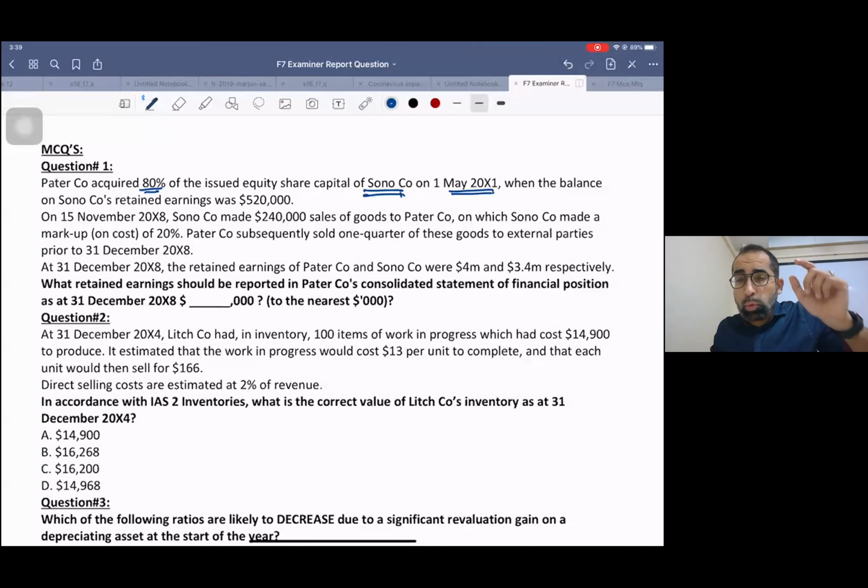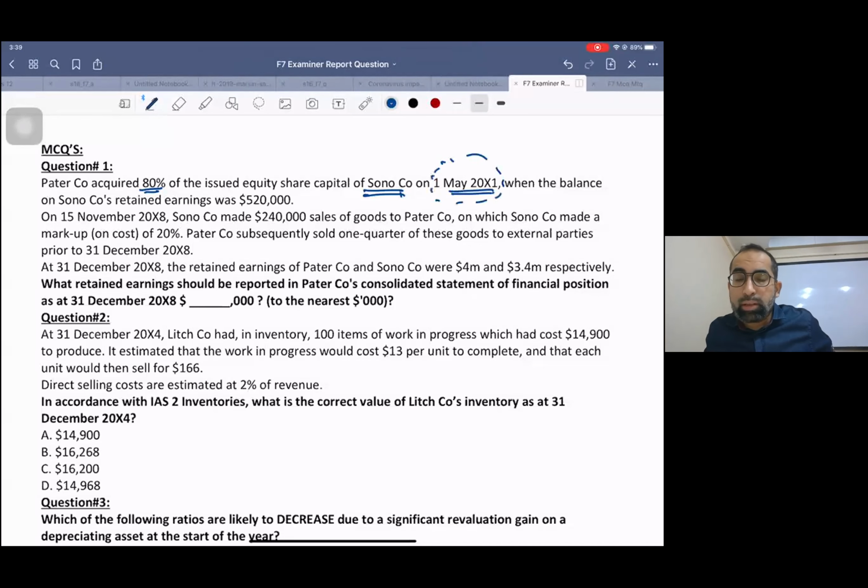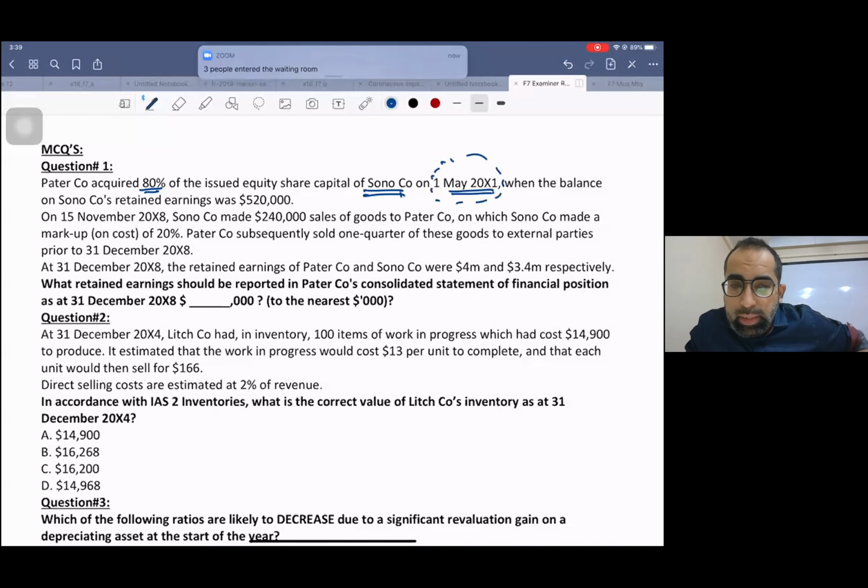Few things you always need to highlight. The holding percentage is important, that means the 80-20. The second thing is the acquisition date, which is 1st May X1, because sometimes there are cases of mid-year acquisition or part-year acquisition, so the acquisition date is very important. Then the balance of Sono Company's retained earnings. See, this is acquisition date retained earnings.